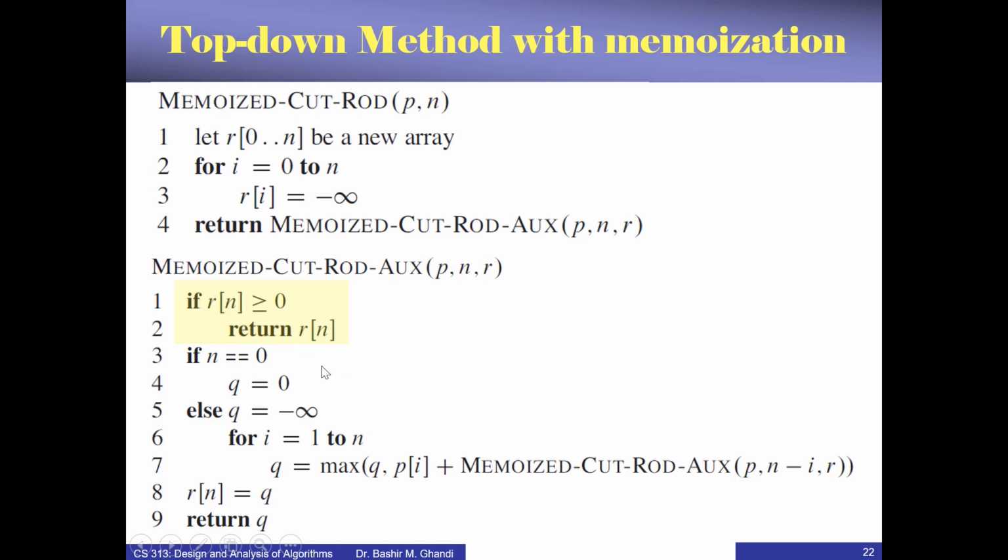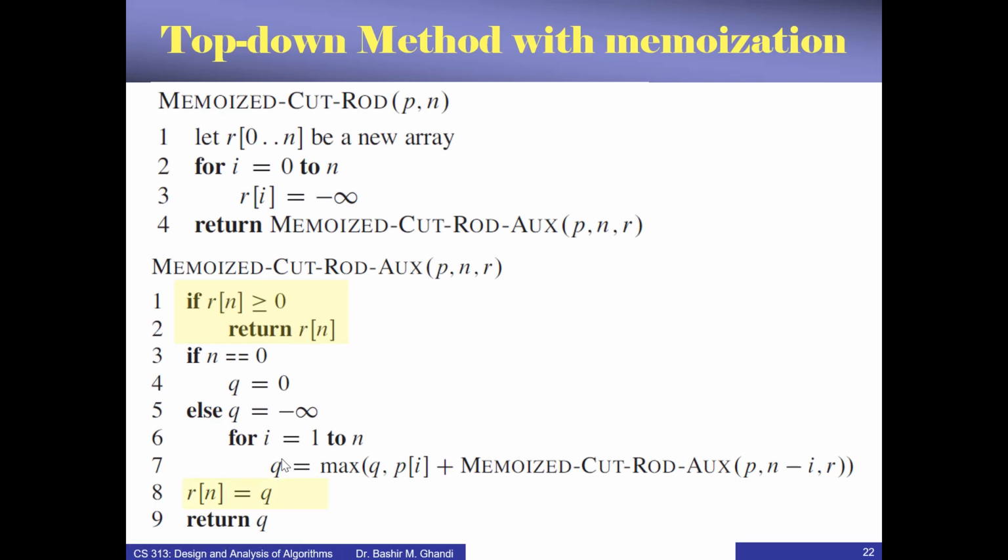If it was not computed earlier, then we proceed as normal. I will check for the base case. If n is 0, obviously q is going to be 0, and we just return q, because the revenue of a rod of length 0 is 0. Otherwise, we proceed as before. We initialize q to minus infinity, and then we use a loop that runs from 1 to n, each time computing a new value and comparing it with the current q and updating q with the maximum.